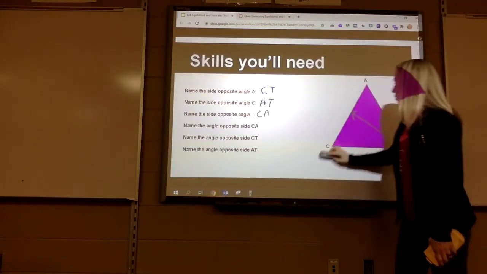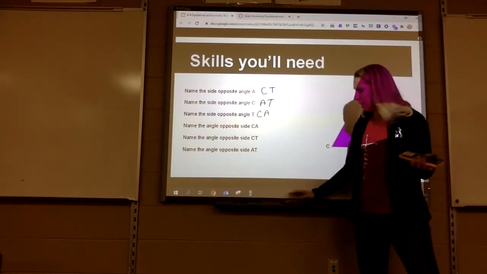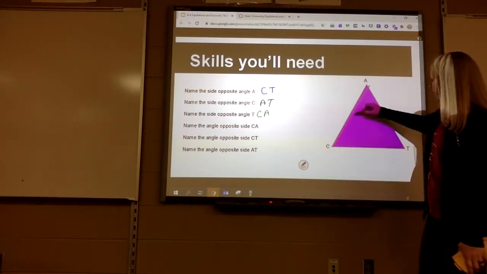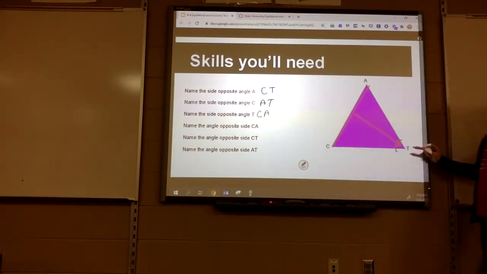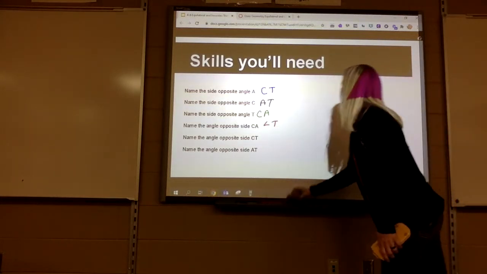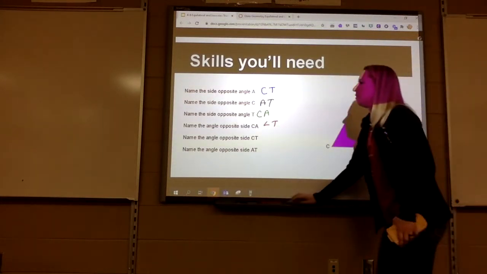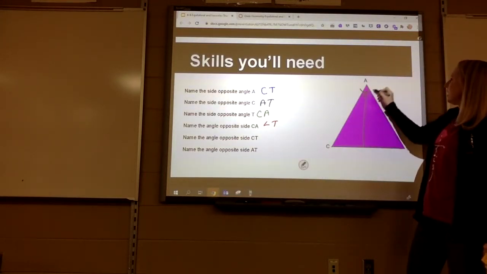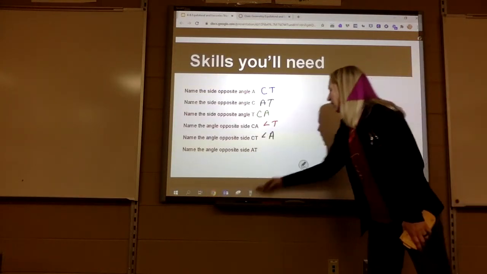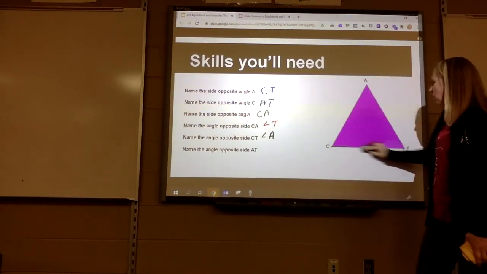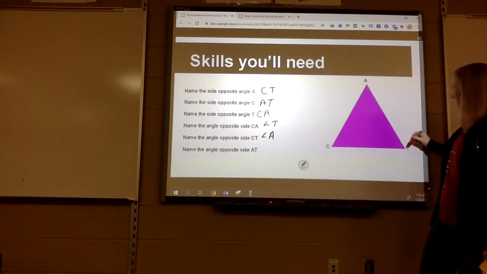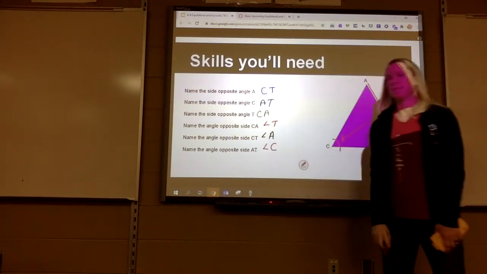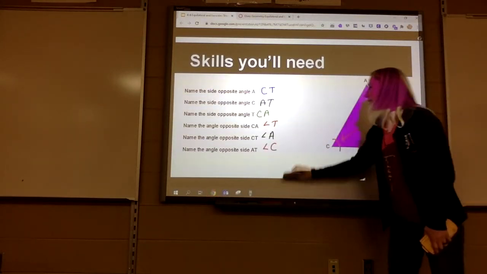Okay, now when we're naming angles, we can name them with one letter. So name the angle opposite side CA. That would be angle T. Name the angle opposite side CT. That would be angle A. And then name the angle opposite side AT. That would be angle C. So that's how you find the opposite sides.